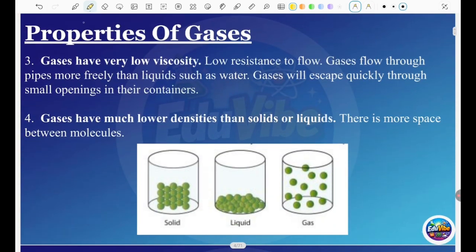The next property is that gases have very low viscosity. Talking about the thickness of this, they have low resistance to flow. Gases flow through pipes more freely than a liquid such as water. You can see gases move through pipes very easily. Water is a liquid, and gases move more freely in pipes than water. Gas will escape quickly if there is a small hole in the pipe. The gas is released and escapes very quickly through small openings in containers, pipes, or anything where the gas can be contained.